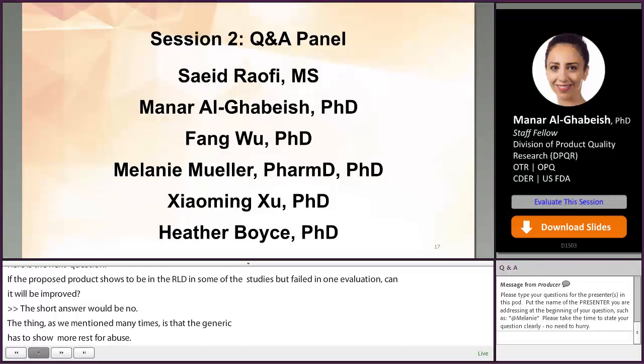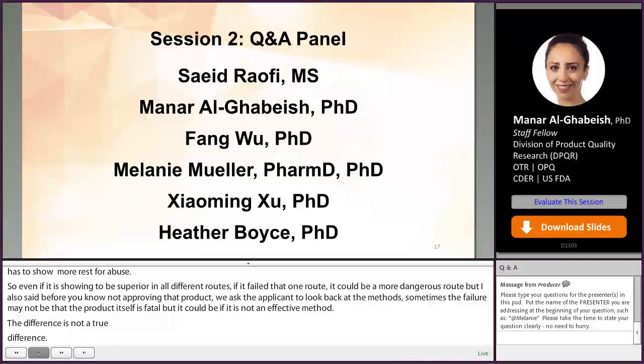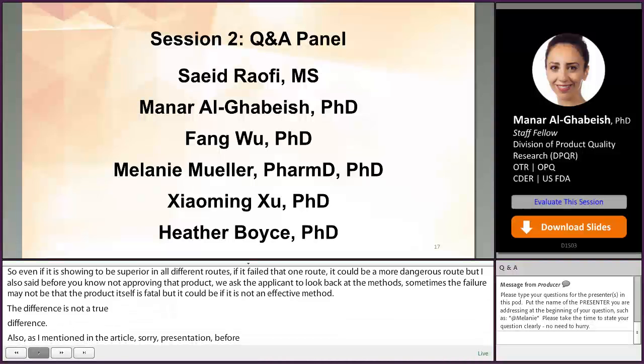But I also said before, rather than just not approving that product, we usually ask the applicant to look back at the methods. Sometimes the failure may not be that the product itself failed, but that the method picked was not effective. It may not have been robust, with such high variability that the difference was not a true difference. And also, as I mentioned in the presentation, even before designing the product, it's very important to look at the product quality attributes before designing an ADF generic. Thank you.